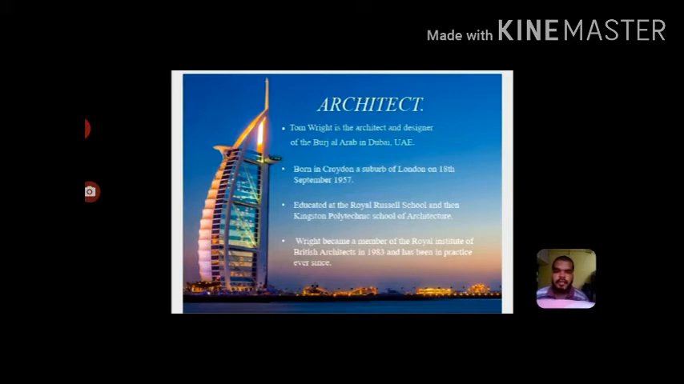So Tom Wright is the architect and designer of Burj Al Arab in Dubai, UAE. He was born in Croydon, a suburb of London, on 18 September 1957. He was educated at Royal Russell School and then Kingston Polytechnic School of Architecture. Wright became a member of the Royal Institute of British Architects in 1983 and has been in practice ever since.